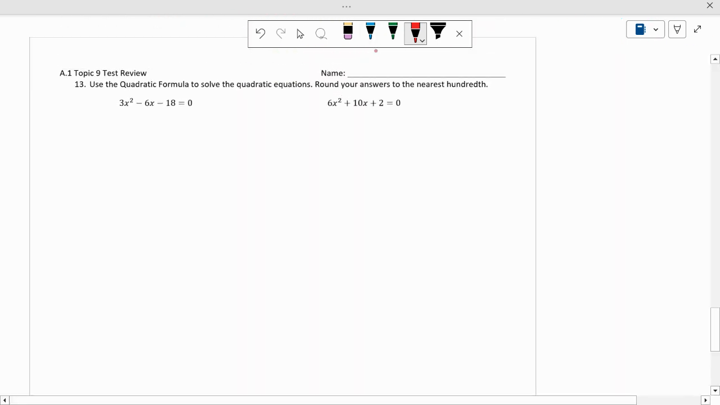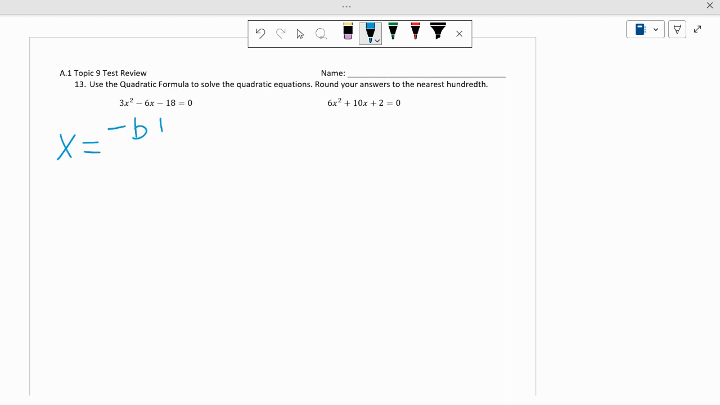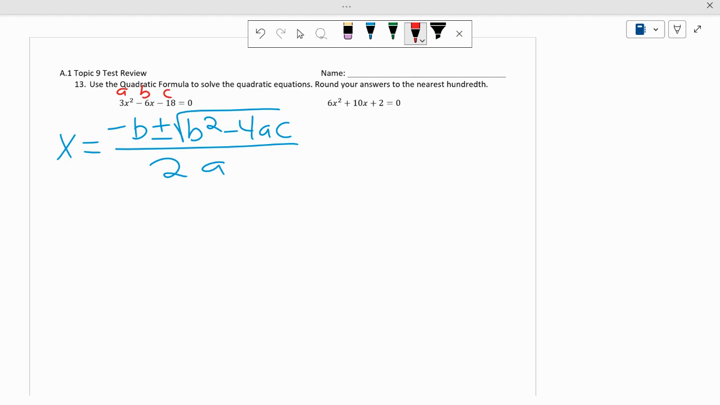13 is using the quadratic formula, which will be provided on the test. The quadratic formula is x equals negative b plus or minus radical b squared minus 4ac over 2a. Formulas are pretty straightforward. You take all the letters out and put all of the numbers in. So I'm going to label the numbers right here. This is A, this is B, this is C.